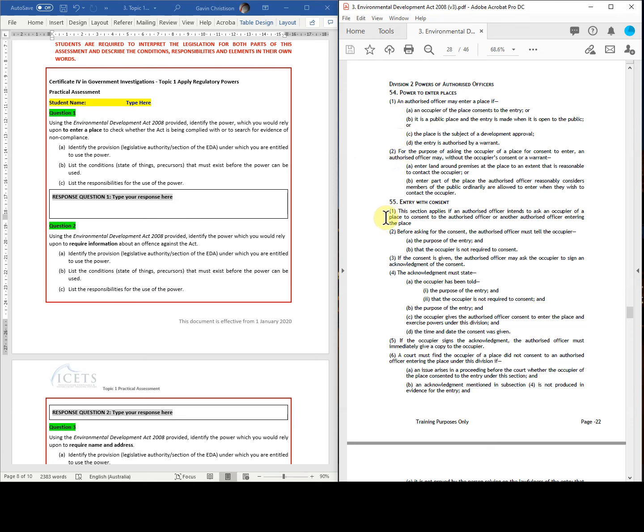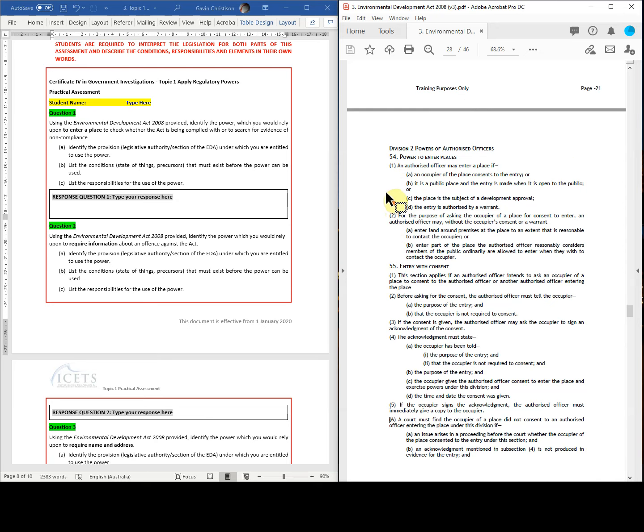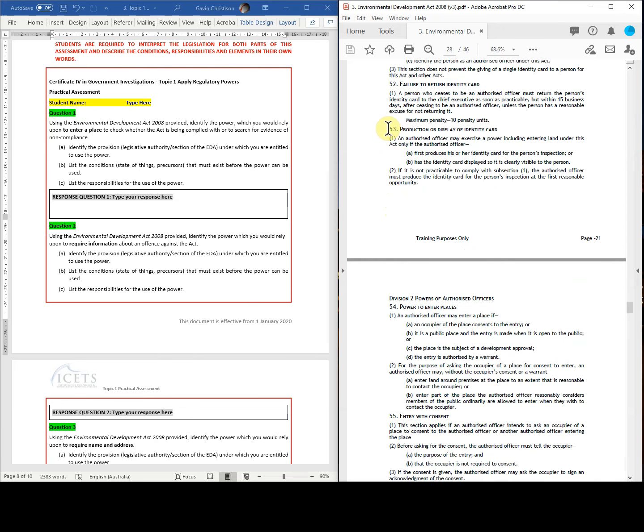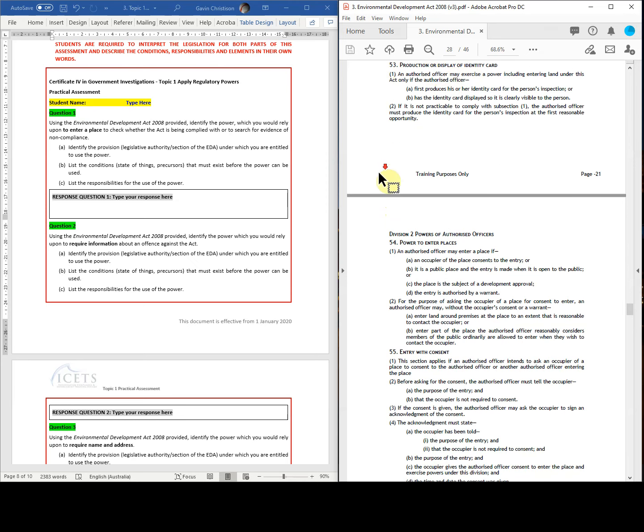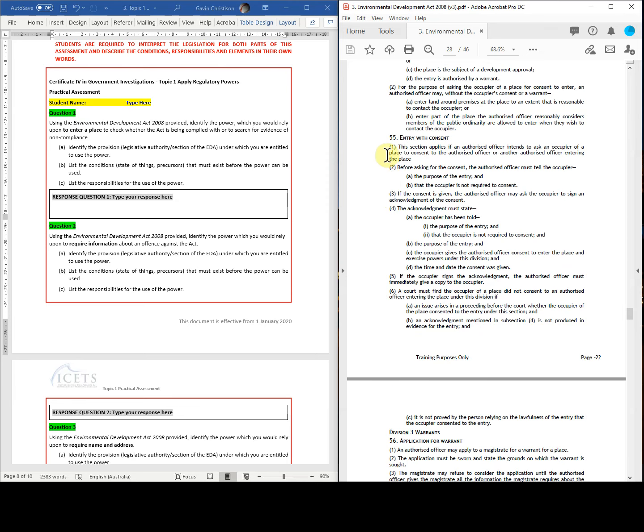We need to consider responsibilities of identifying ourselves under section 53. We need to display or produce our identity card. And responsibilities associated with section 55, where entry is with consent, to make sure that we comply with subsections 2, 4 and 5. Okay, so that's question 1.